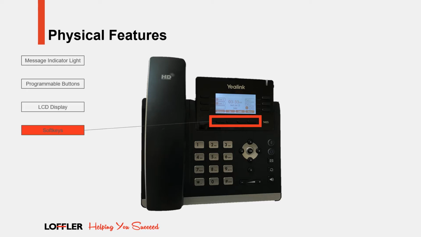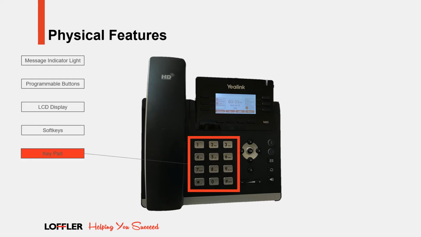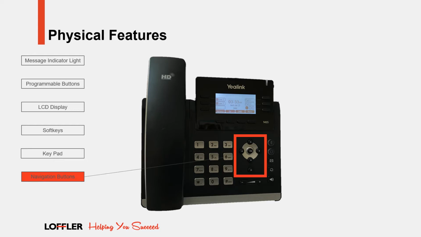The soft keys are the buttons located directly below the LCD screen. The functions are written above the button on the screen. They change depending on what you are doing with the phone. The keypad is standard of any phone. However, to send a number faster, you can press the pound key. The navigation keys let you scroll through menu options.